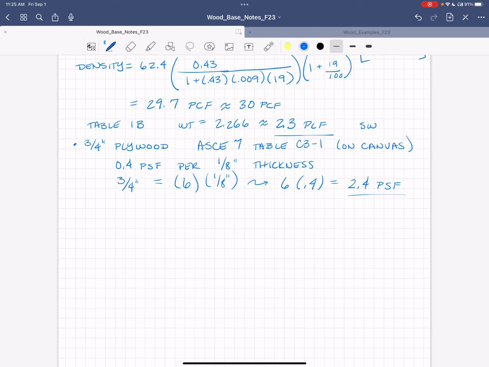Carpet and pad, we said we're going to use 2 PSF from the manufacturer. As you can imagine, different carpet styles and different pad thicknesses can really have a different weight. 2 is a good starting point.